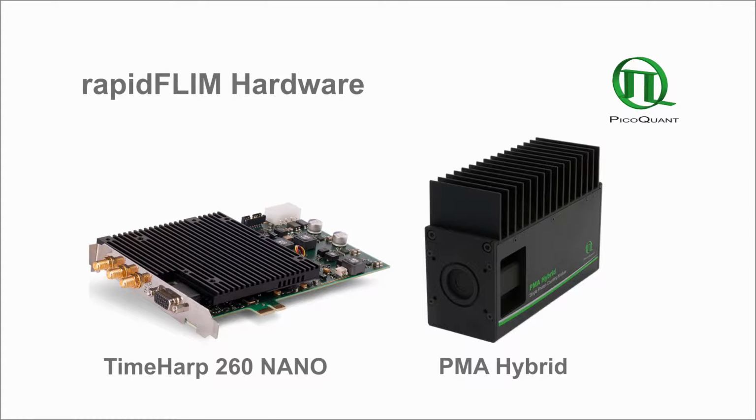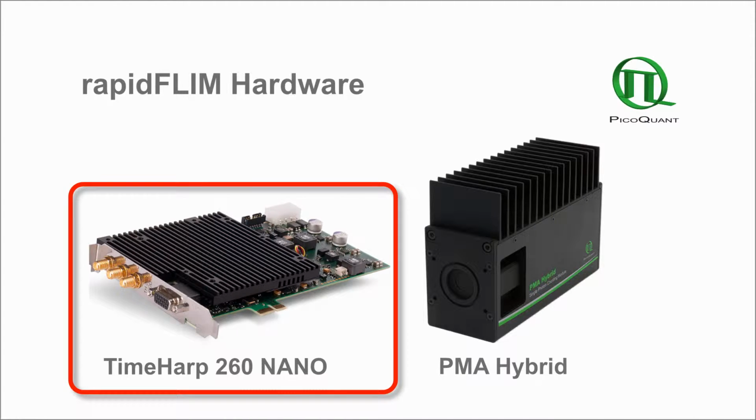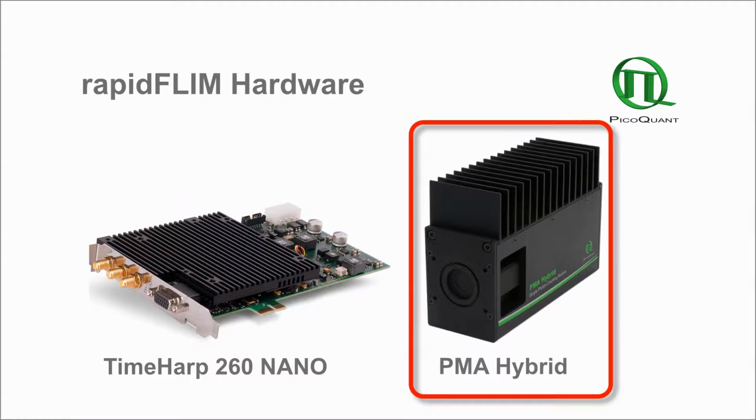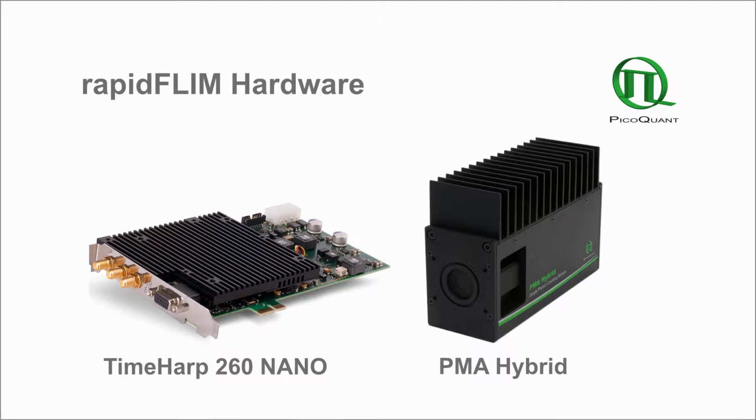Our rapidFLIM approach allows recording several full FLIM images per second by using our new TC-SBC board TimeHarp 260 Nano in combination with a detector from our PMA hybrid series. This hardware combination allows detecting many more photons within a given time span compared to conventional FLIM measurements. Thus, with a slight sacrifice in temporal resolution, the new TC-SBC electronics can work at much higher count rates.